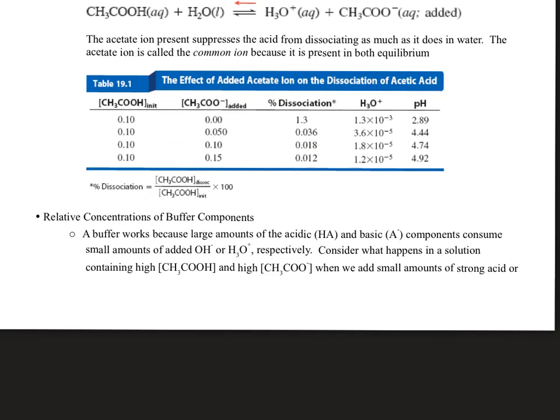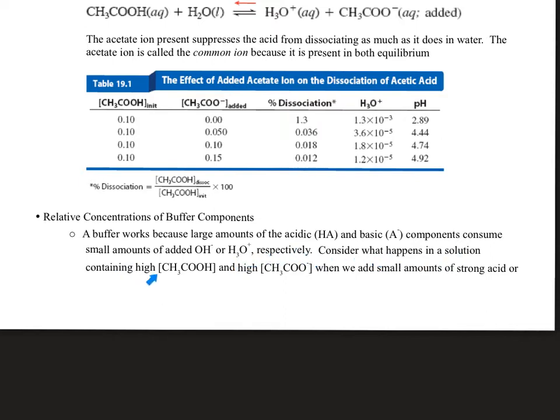So, relative concentrations of buffer components. It matters, this one relative to this one. What's going to create the best buffer? The idea is that we want to keep these concentrations as close as possible, so it has the least effect on the change. We're getting to that. A buffer works because large amounts of the acidic HA and the basic anion components consume small amounts of added hydroxide or hydronium respectively.